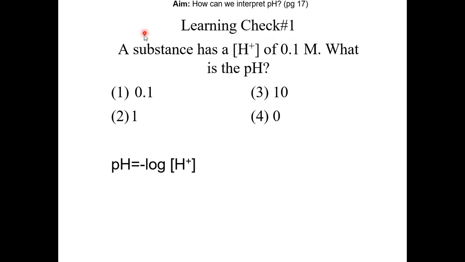Learning check number 1. A substance has a hydrogen ion concentration of 0.1 molar. What is the pH? Pause the video and resume as completed. To solve for the pH, we have to use this equation. Negative log of 0.1 is 1, so the answer is choice 2.